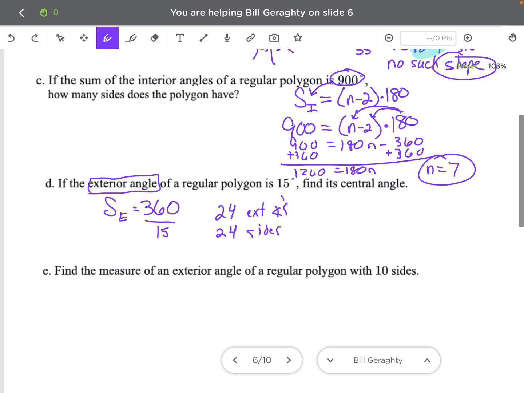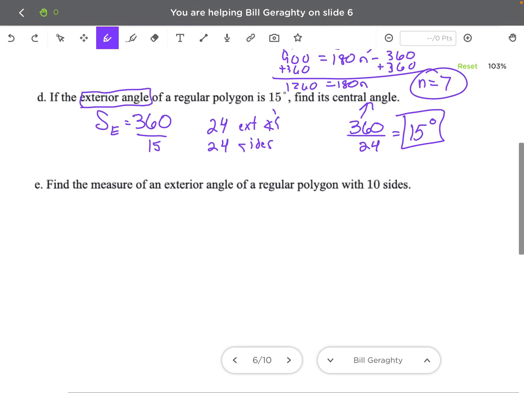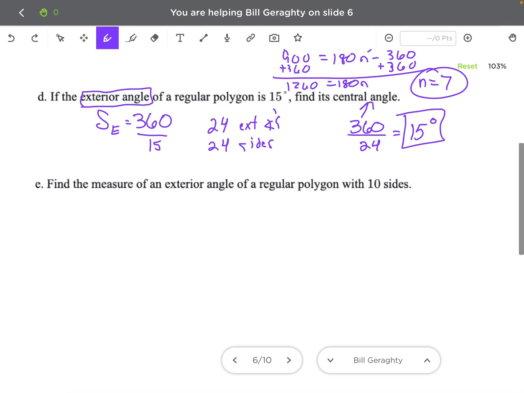It says to find its central angle. So again, if I do 360 divided by 24, because there are 24 central angles, that is also going to give me 15 degrees. So the exterior angle and the central angle end up being the same. Hint, hint. Find the measure of an exterior angle of a regular polygon with 10 sides.